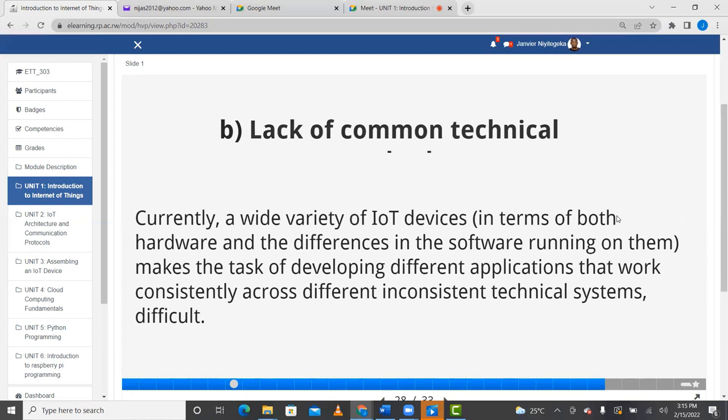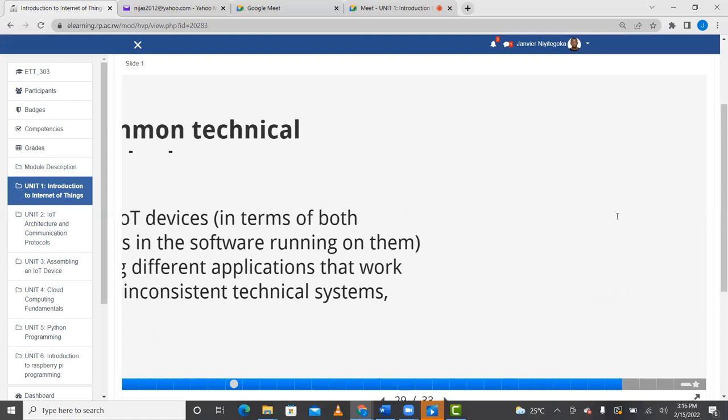Lack of common technical standards. Currently, we have a variety of IoT devices from different manufacturers. All of these manufacturers consider different communication protocols. However, these devices need to communicate and share information. So it is a big problem, but of course, the IoT community is trying to respond to this issue.